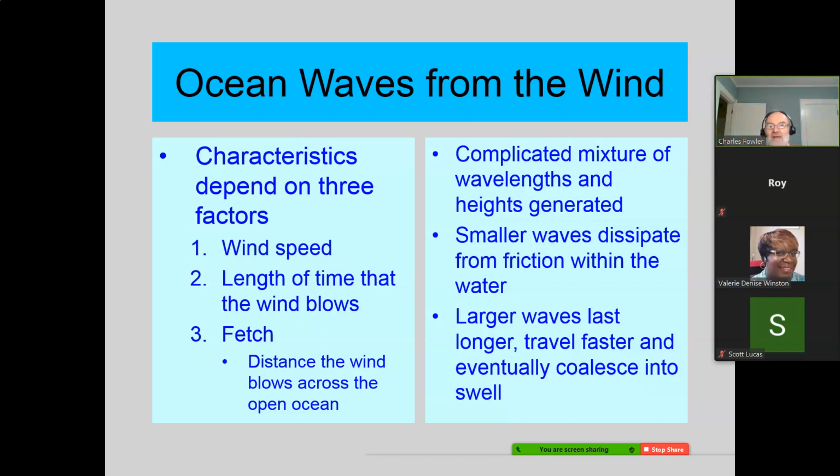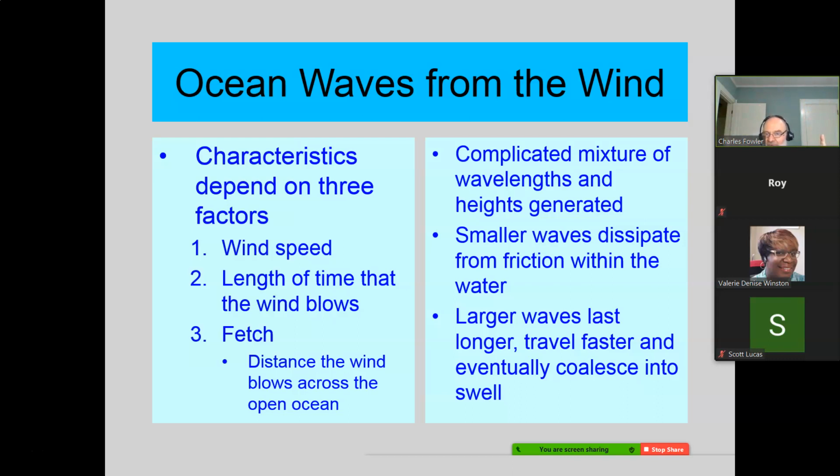But the ocean waves, basically most of the time, come from the wind. Their characteristics depend on three factors that have to do with the wind. The first is the wind speed. Certainly the faster the wind is blowing, generally the higher the wave, the greater the wave height. Okay?